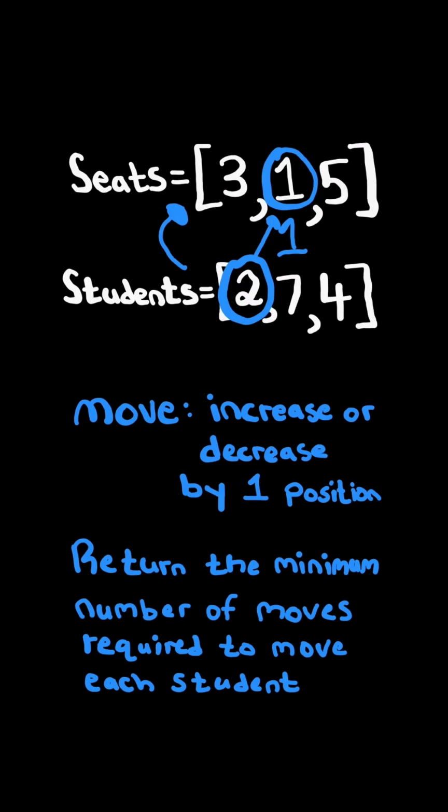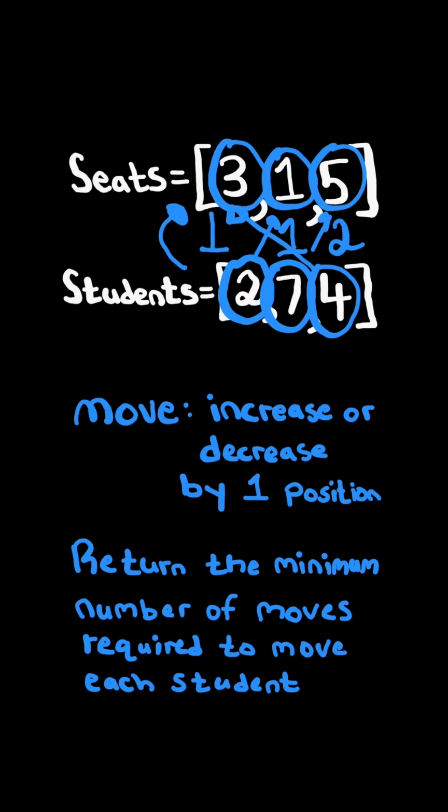Let's back up to this step in the algorithm. Instead of mapping the student at position 7 to seat 3, we will map the student at position 7 to seat 5 by decrementing their position by 2. And finally, we will map the student at position 4 to seat 3 by decrementing their position by 1. And now notice the total moves we have made is even less than 6, that being 4. And this is in fact the minimum number of moves to seat all students.